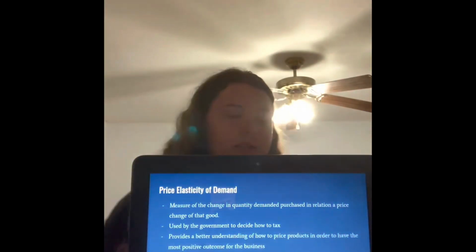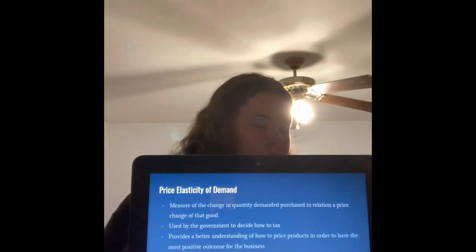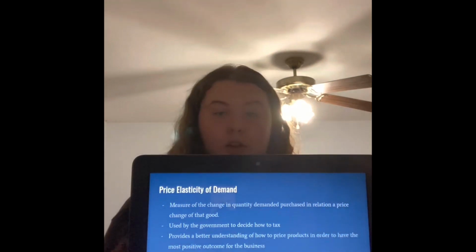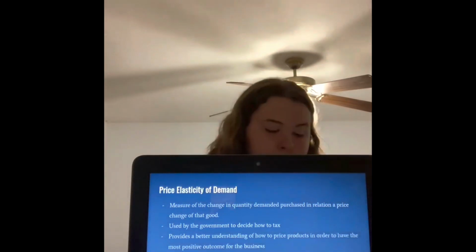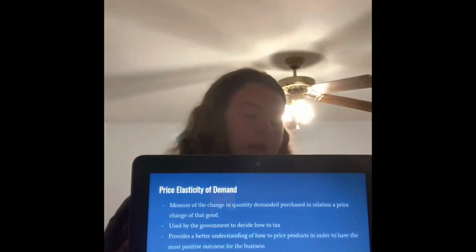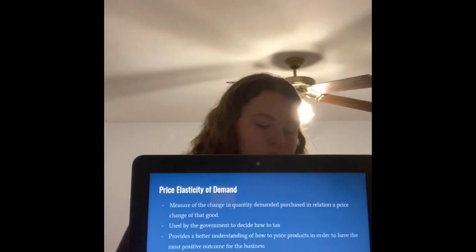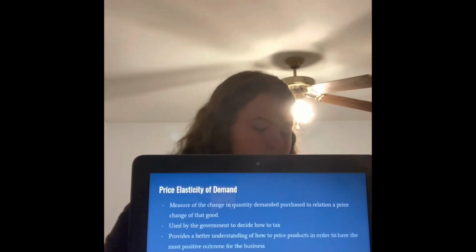Okay, price elasticity of demand. It is a measure of the change in quantity demanded purchased in relation to a price change of that good. It is used by the government to decide how to tax, provides a better understanding of how to price products in order to have the most positive outcome for the business. It allows producers and sellers to see how their consumers react to price changes.